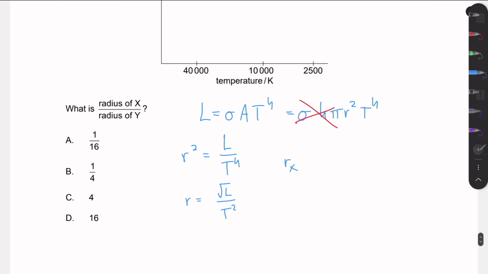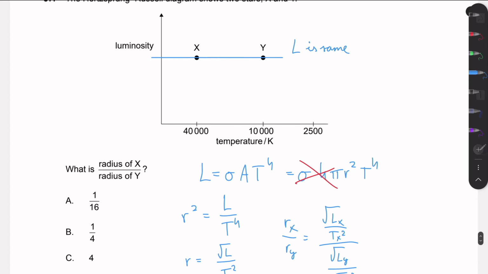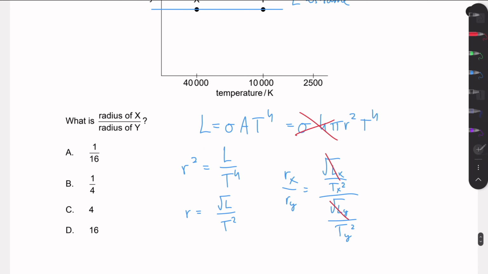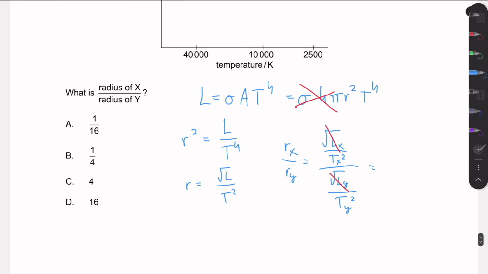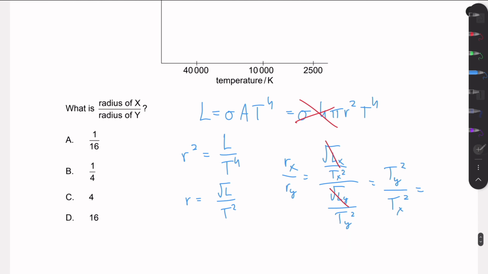And we want rx over ry. So this will be the square root of Lx divided by Tx squared, divided by the square root of Ly divided by Ty squared. We know Lx and Ly are the same, so these are also gone. So we end up with Ty squared divided by Tx squared. And well, we see that Ty is a fourth of Tx, so this will be 1 over 4 over 1, squared. That's 1 over 16. So that is A.